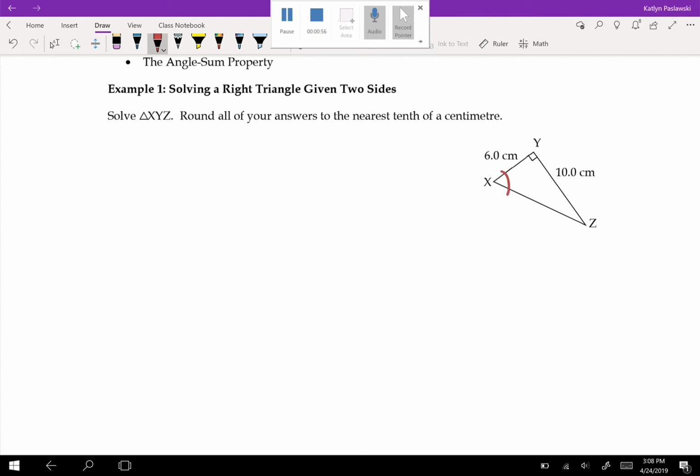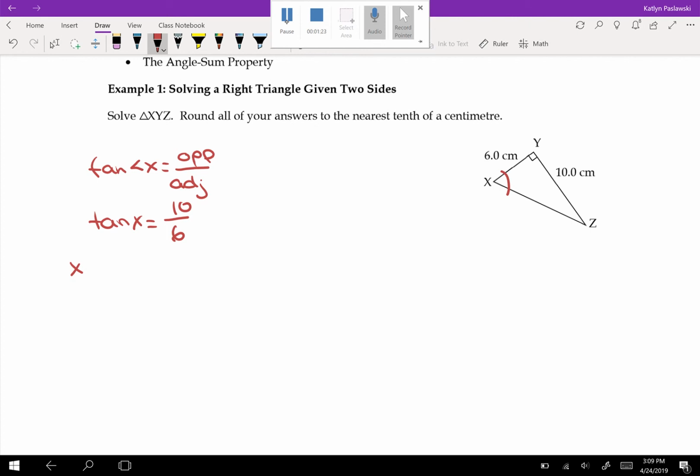This is going to require me to use the tan ratio, which I know because I have the opposite value and the adjacent value. So I'm going to solve for tan of angle X is equal to opposite over adjacent. So therefore, tan X is equal to the opposite value, so right across from X is 10, over the value right beside, which is 6.